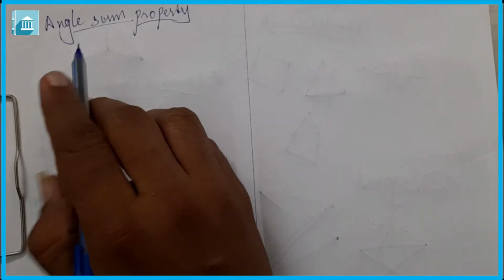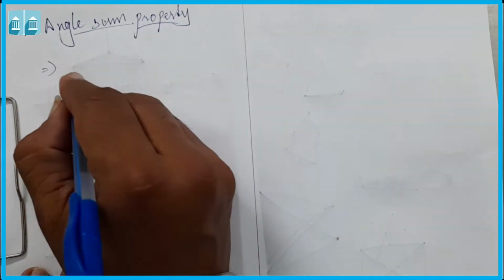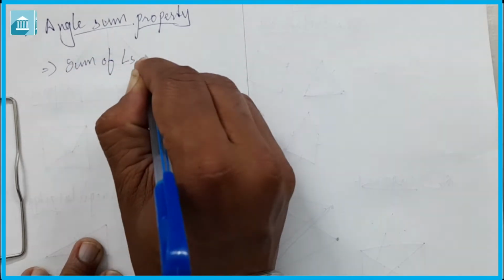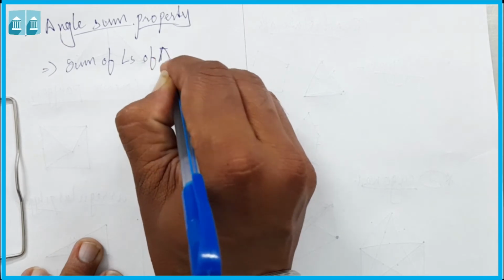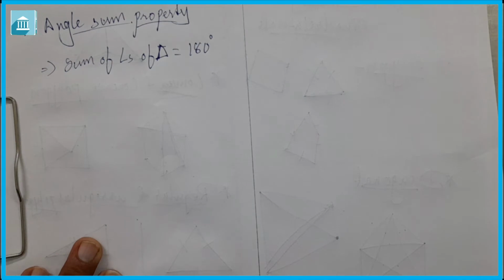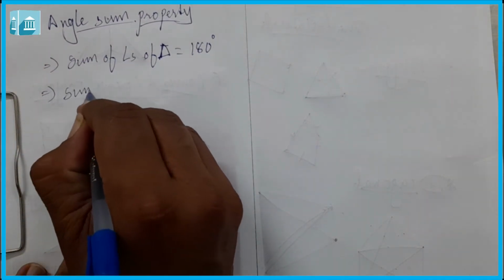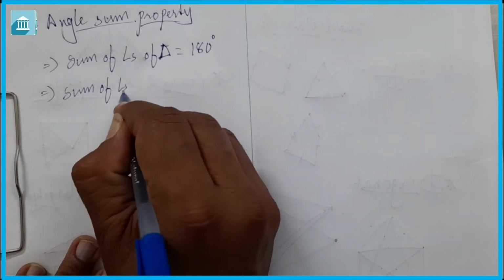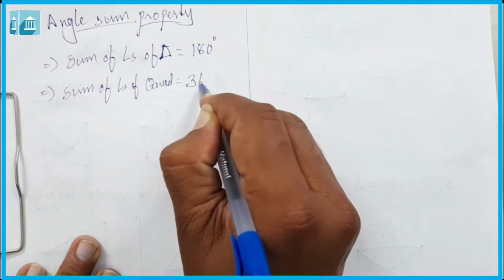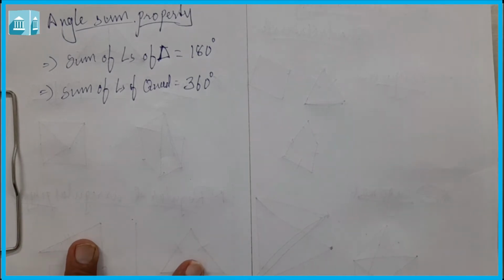Now the next topic is angle sum property. In 6th standard, 7th standard, we had learned the angle sum property of triangle, that is, the sum of angles of a triangle is equal to 180 degrees. In the same way, we had also learned that the sum of angles of a quadrilateral is equal to 360 degrees. Quadrilateral means which has four sides, so it is 360 degrees.